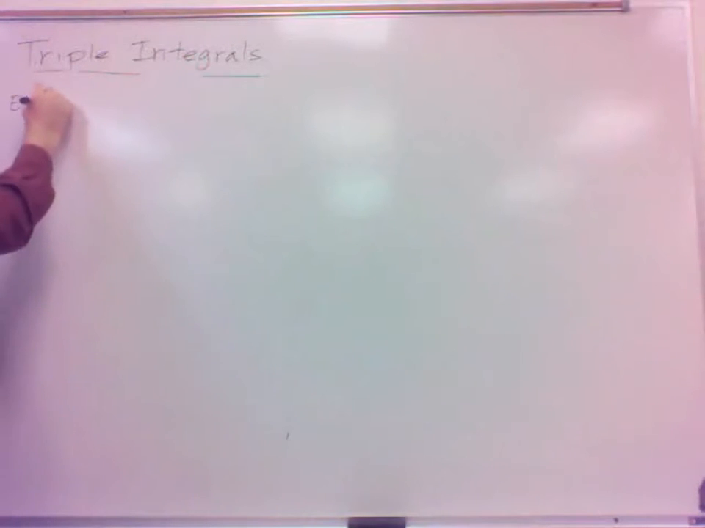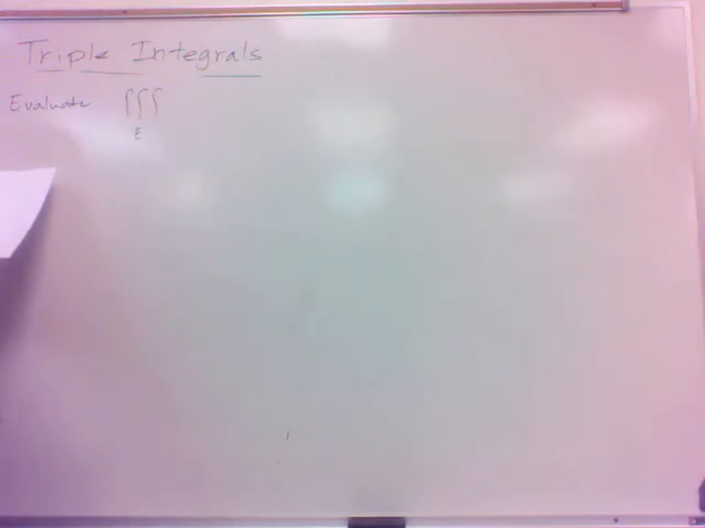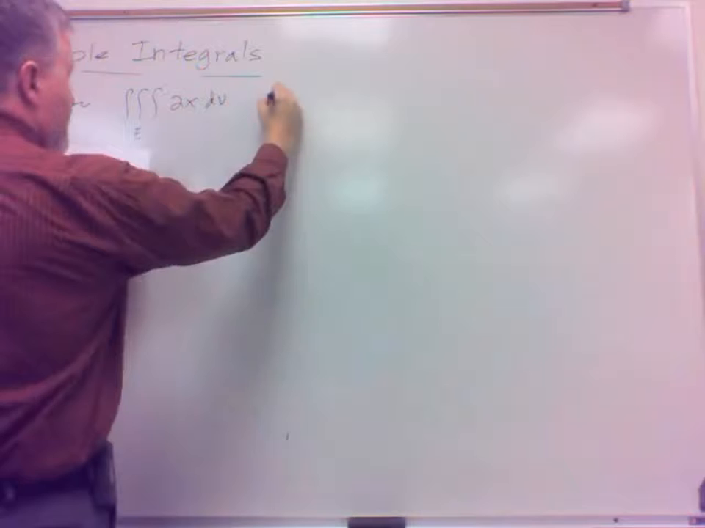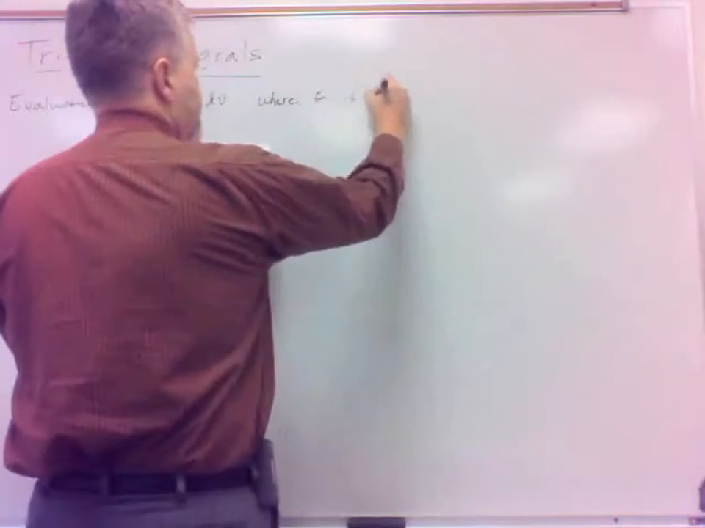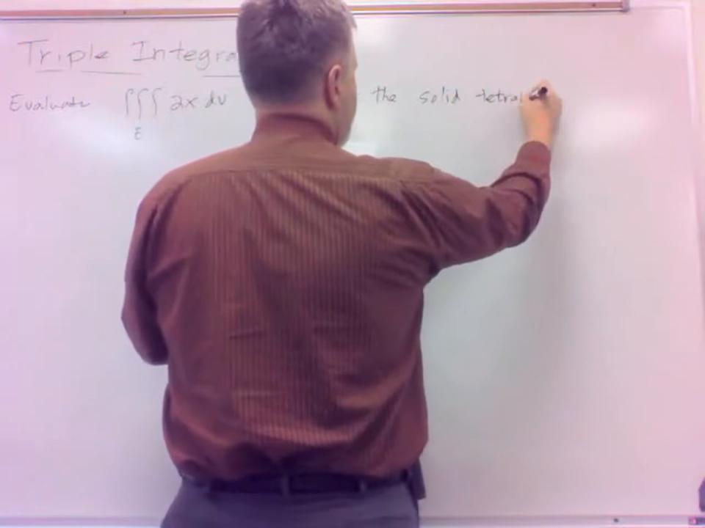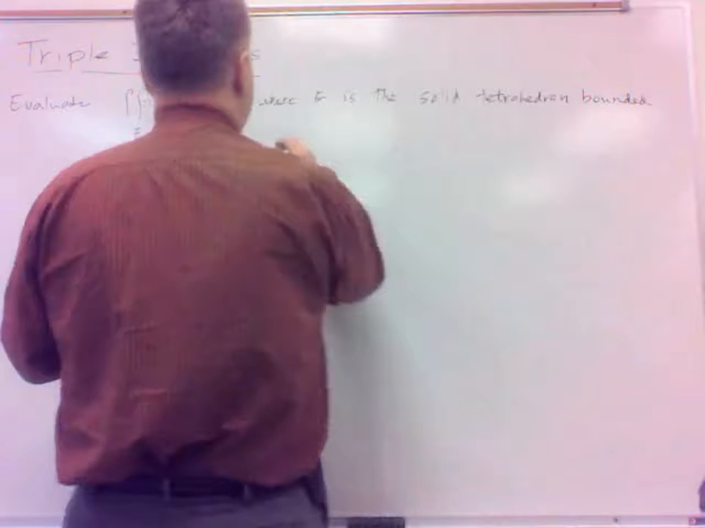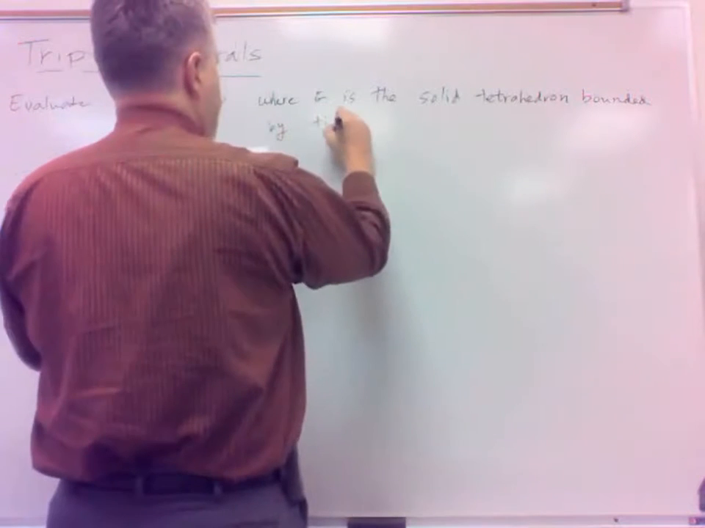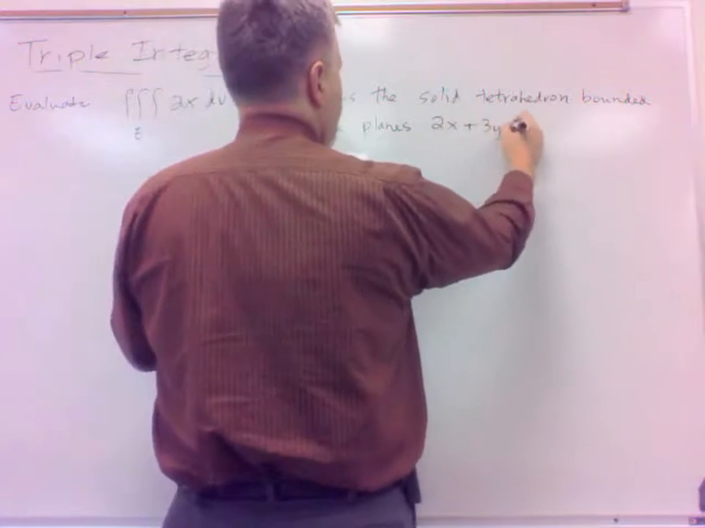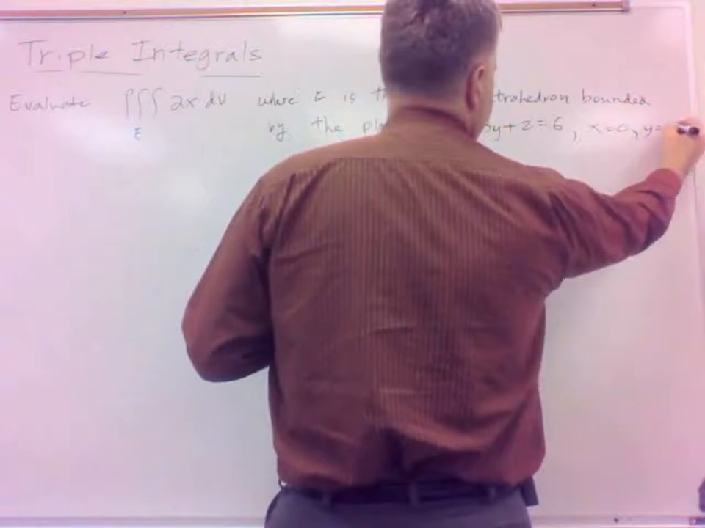Evaluate the triple integral over region E of 2x dV, where E is a solid tetrahedron bounded by the planes 2x plus 3y plus z equals 6, x equals 0, y equals 0, z equals 0.